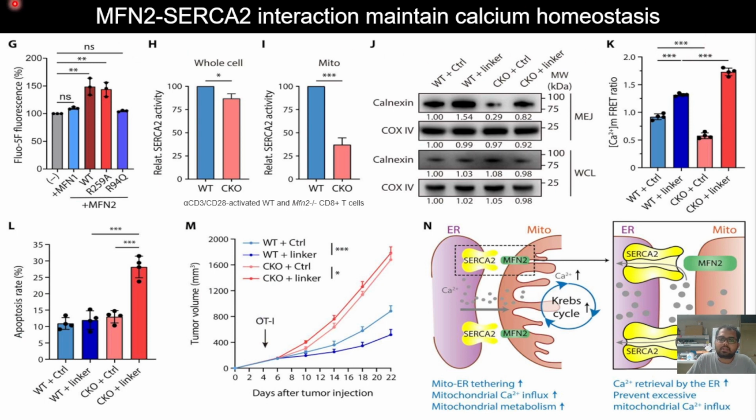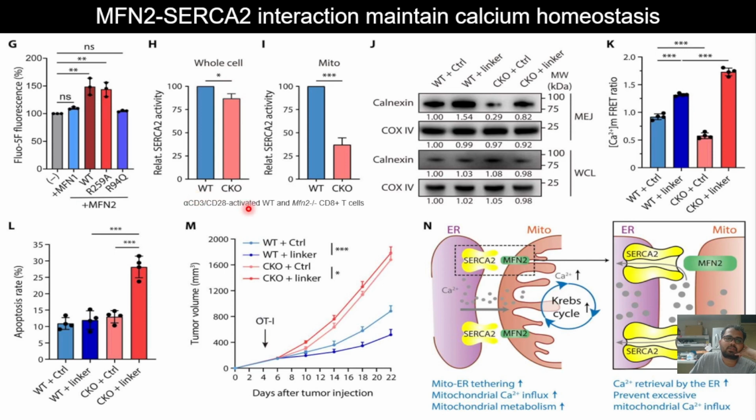To do the further analysis, they did a very interesting experiment, in which they used these linkers. So what exactly does this linker do? When they express these linkers inside the cells, these linkers will increase the tethering of mitochondria to the ER. So there will be comparatively more mitochondria-ER junctions. For example, here you can see they also checked for this Fluo-5F, which is suggesting the calcium uptake in different variants. Now come to this data.